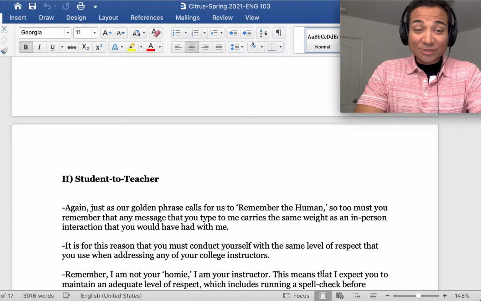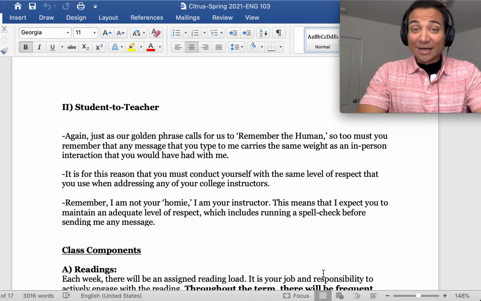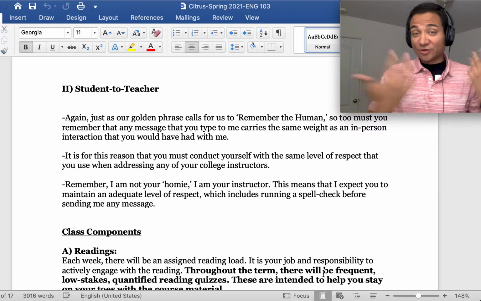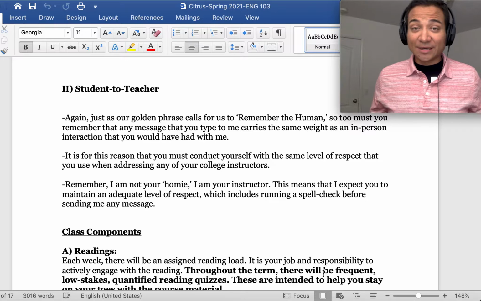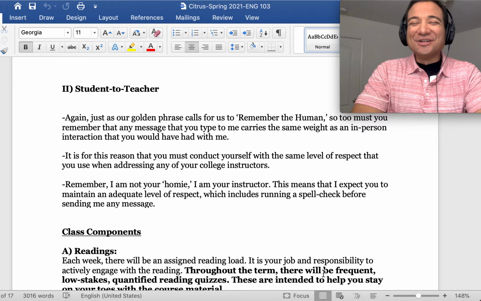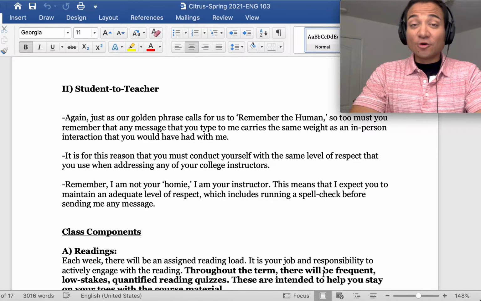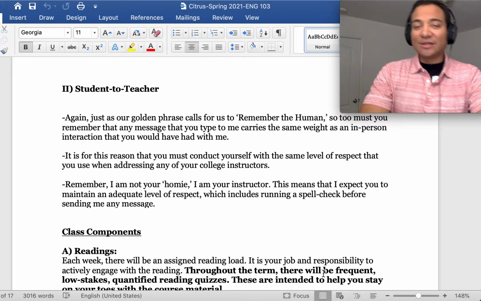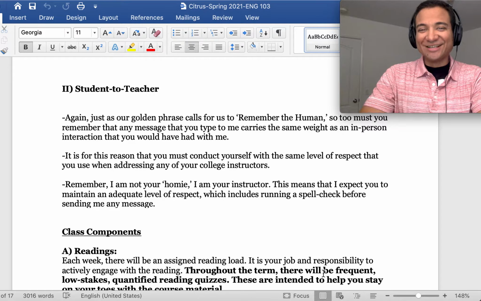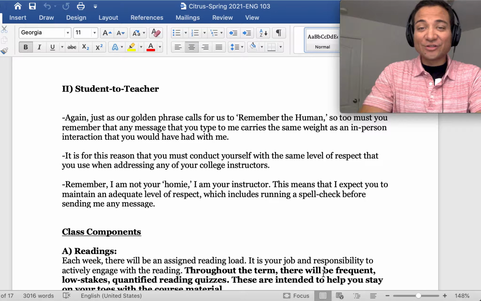Okay, student to teacher, same thing goes. And that's not only when you refer to me, but to your other teachers too. Remember the human, run a spell check, and please call me Mr. Godoy or Professor Godoy. Don't be like, yo, David, nothing like that. So please, Mr. Godoy or Professor Godoy.